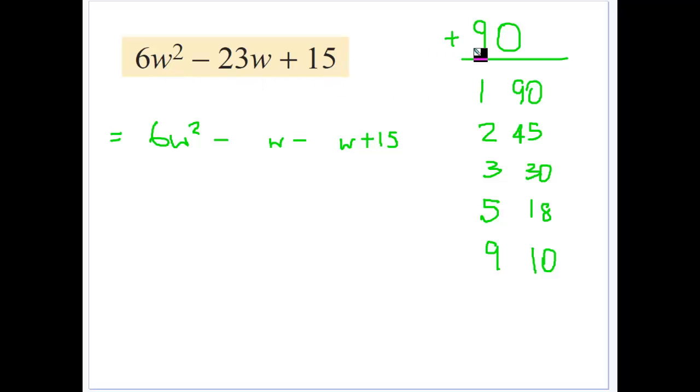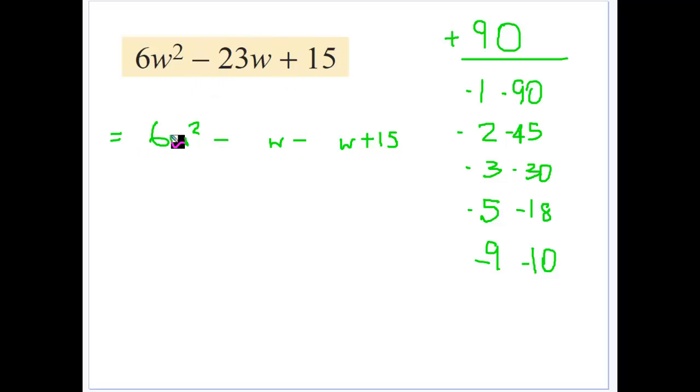6 15s are 90. So I've written our factors of 90 in their pairs. Now the problem with this one is that 6 15s are positive 90, but we get a minus 23. So the two of them have to be minus 1, minus 90, minus 2, minus 45, minus 3, minus 30. So we have the options where these are the pairs that are going to give us positive 90, but will give us a sum of minus 23.